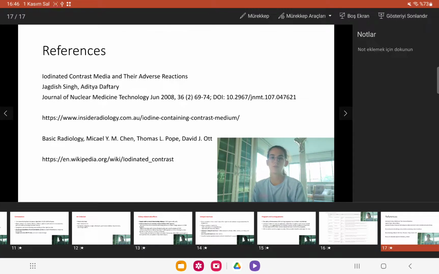In conclusion, although iodinated contrast media may have some adverse effects, these adverse effects are generally not life-threatening. They are usually mild. And in contrast to this, they improve the quality of radiological imaging greatly. So generally, the benefits outweigh the possible risks, and therefore iodinated contrast media is commonly used in these cases.